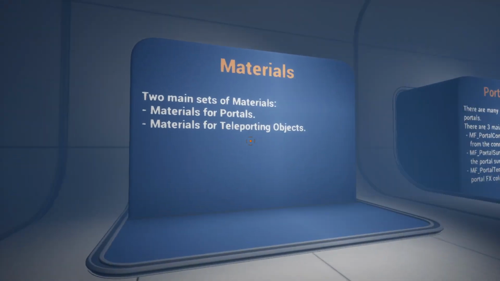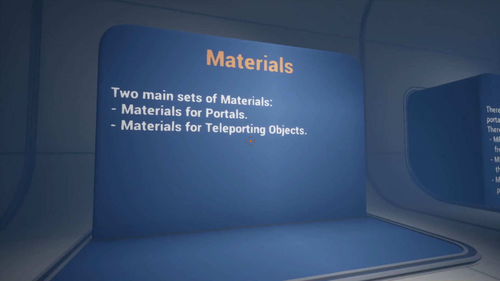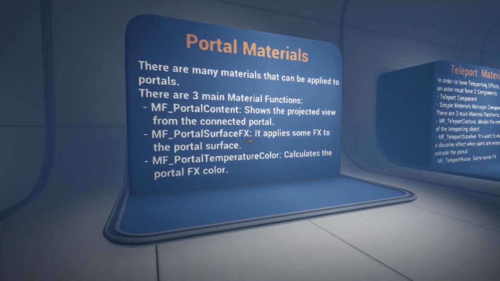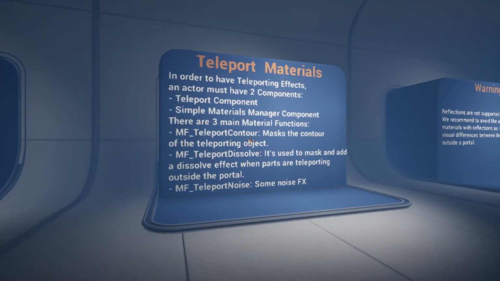So we have two main sets of materials, which are materials for portals and materials for teleporting objects. So regarding portal materials, there are three main material functions, which are the portal content that shows the projected view of the connected portal, the portal surface effects that applies some effects to the surface of the portal, and the portal temperature color that calculates the portal color for the effects.